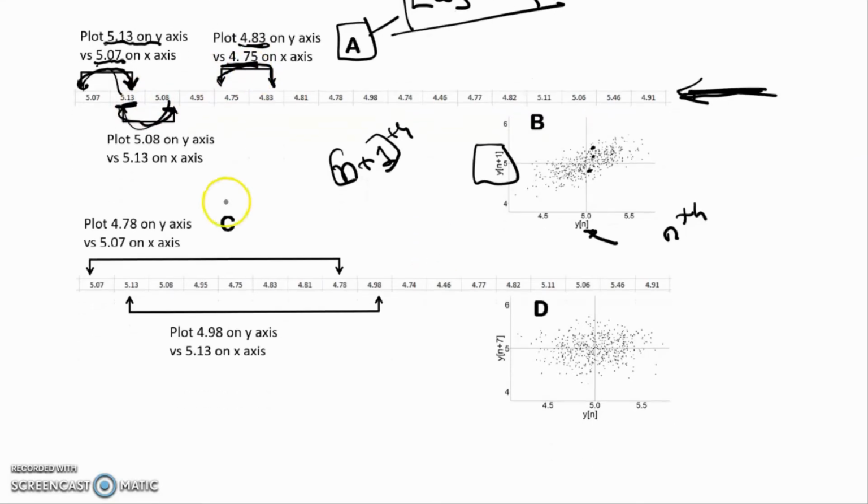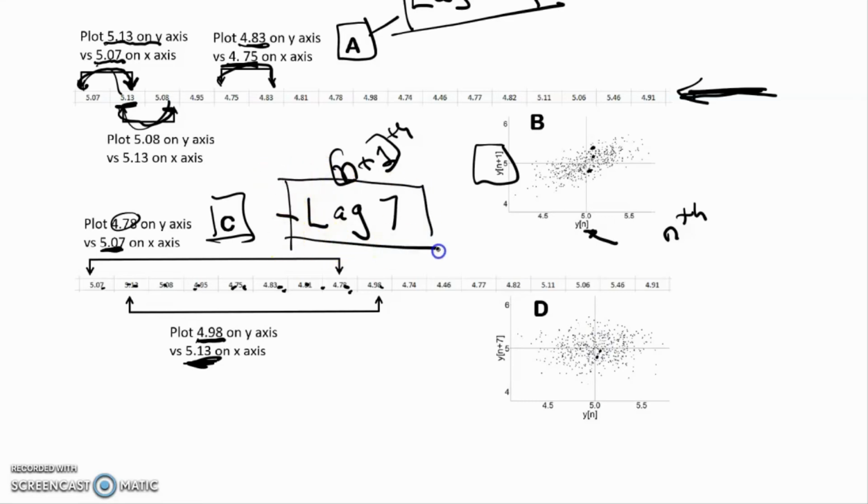Now, in C, what we've got is a lag of 7. So we put 5.07 on the x-axis, and we go over 1, 2, 3, 4, 5, 6, 7. We add 7 to it, get 4.78. That goes on the y-axis, so something that looks like about there, I would guess. And then we move over 1. We get 5.13 on the x-axis. 1, 2, 3, 4, 5, 6, 7. And we get 4.98 on the y-axis, something like that. And we continue on with that process. So that's a lag of 7.